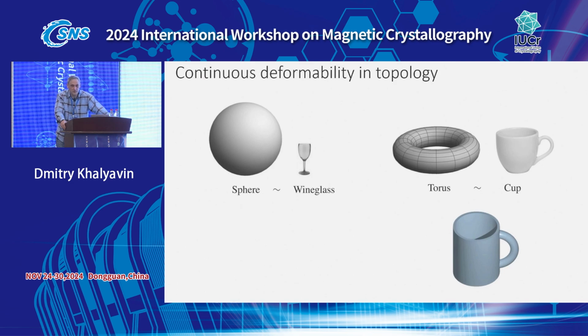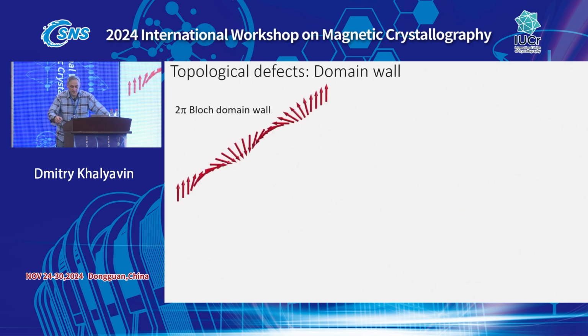And whatever you do with a sphere, with any continuous deformation, you cannot create a hole in this object unless you destroy this object, make a cut, or apply some energy. The main message of this slide is that it costs energy in order to break topology. And let's see how these simple ideas work in magnetism. They actually work beautifully, and they can explain the stability of some objects.